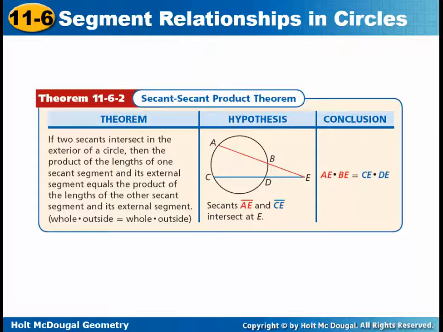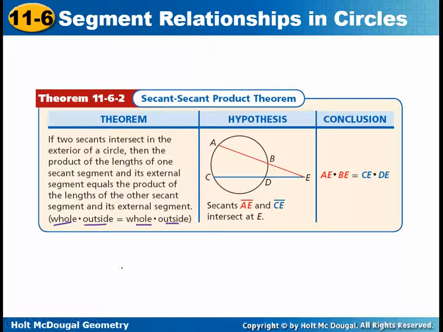So the theorem is this. If you have two secants intersecting in the exterior, outside the circle, then the product of the lengths of one secant segment and its external segment equals the product of the lengths of the other secant segment and its external segment. Okay, so whole times external, or they're calling it outside, equals whole times outside.